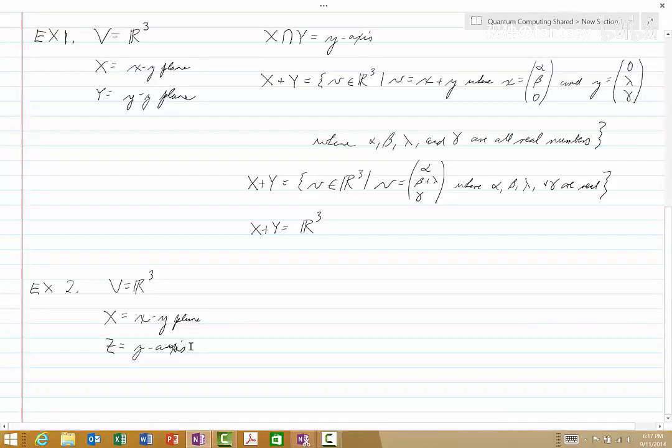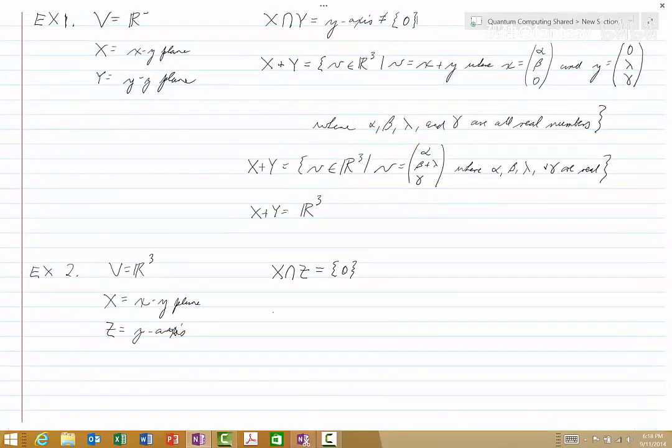So again, we have two subspaces of V, just as we did in example 1, but the important distinction here is that in this case, the intersection of these two subspaces is just the set containing the zero vector. Above, it was not just that set, but here it is. And so in this case, it is appropriate for us to call this the direct sum.